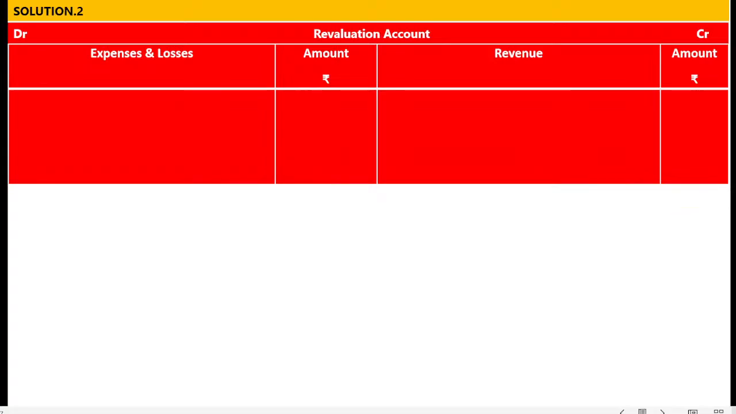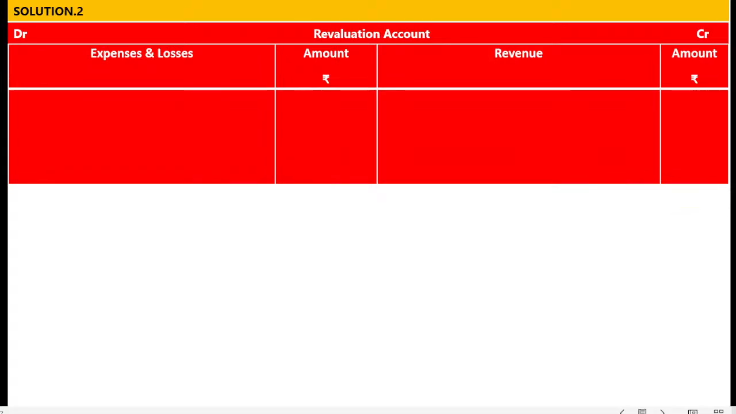Now when there is an increase in the PDD, PDD is a liability. Provisions are always liability. So increase in the PDD means increase in the liability. Increase in the liability is credit. Because of the increase in the liability, there may be a loss. So increase in the expenses and loss is debit. For increase in the PDD, what is the journal entry? Revaluation account debit to PDD.